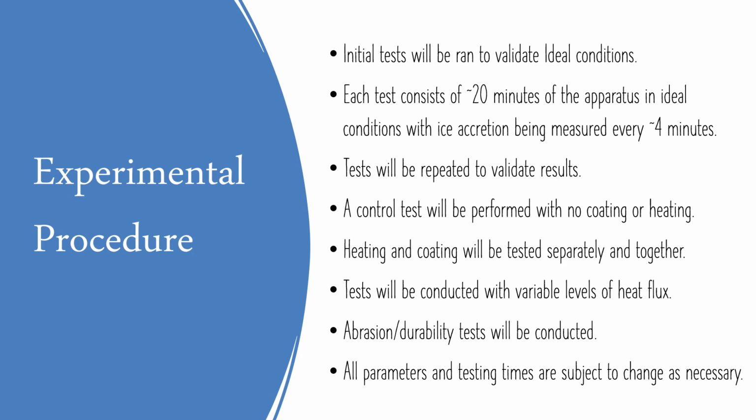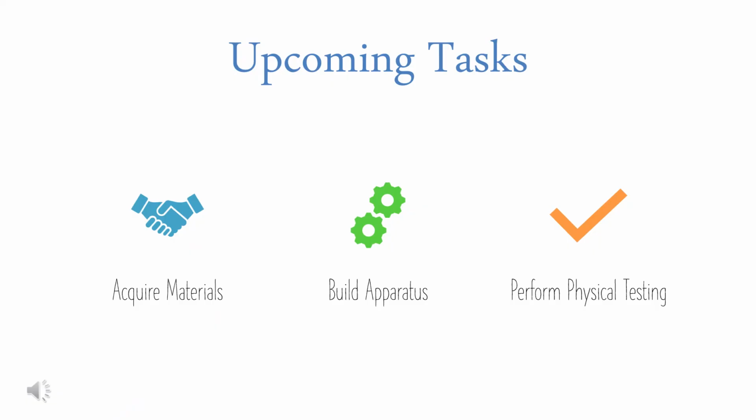Ultimately, these tests will show us the effectiveness of our selected coating by comparing results of different tests. The information will show us the amount of heat flux that will need to be added in order to keep the prototype completely free of ice. Using those results, we will be able to scale up our findings to a full-size wind turbine for an effective ice mitigating solution. Our upcoming tasks include acquiring materials, building a test apparatus, and performing physical testing.